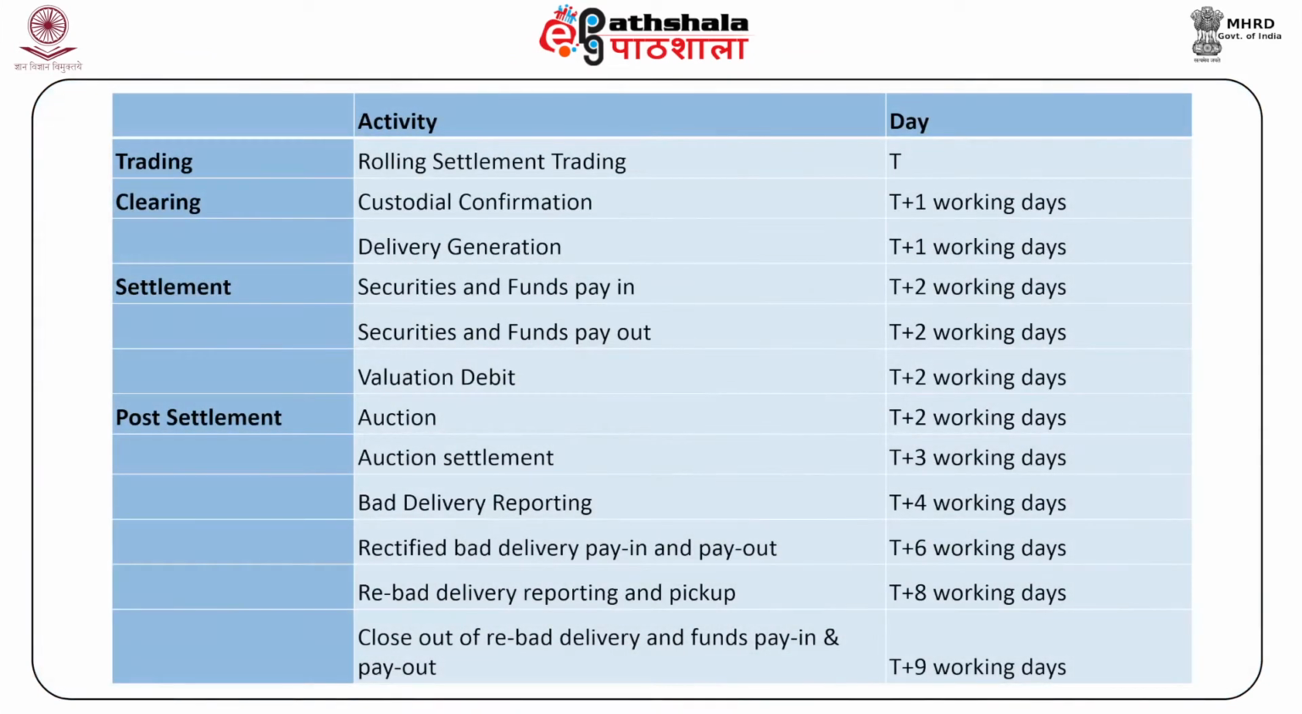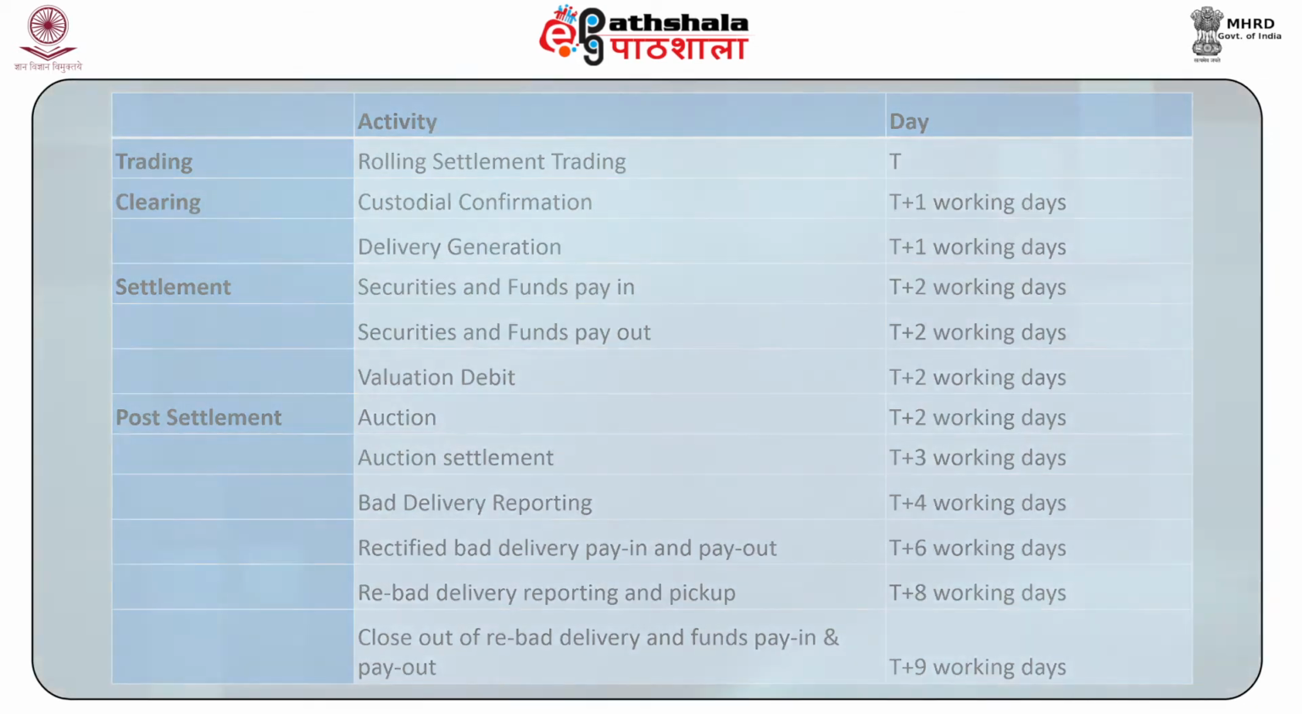The following table shows the settlement cycle for rolling settlement. In this table, we have in the first column the trading, clearing, settlement, post-settlement and other issues. In the second column, we have the activity which can be seen along with each of trading, clearing, settlement, etc. Then we have the day, which is T+1 working day, T+2 working days and so on.